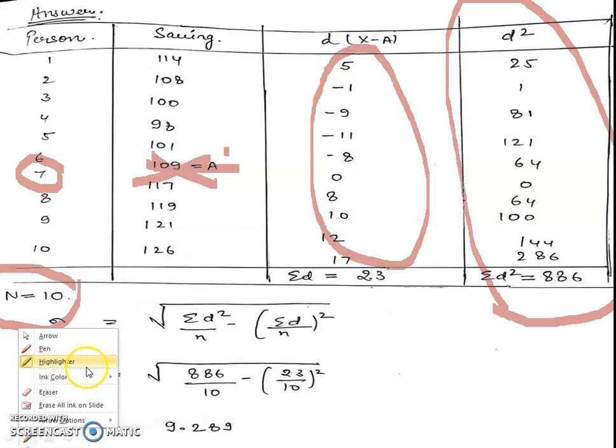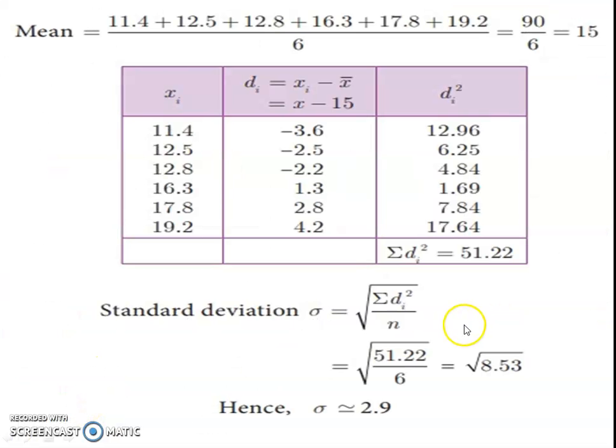So now the next part is we have to establish the mean. Mean is given by 11.4, 12.5, 12.8, 16.3, 17.8, 19.2 upon 6. Because these are the x values we have to consider, 90 upon 6, that is 15. So we take 15. x minus 15: 11.4 minus 15 is what? Minus 3.6.